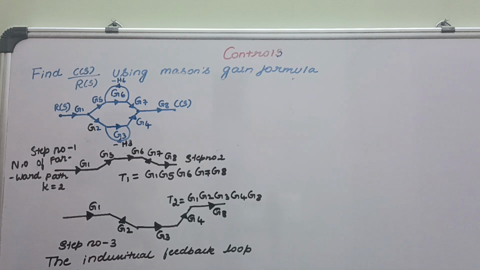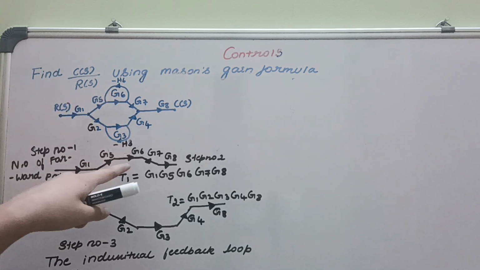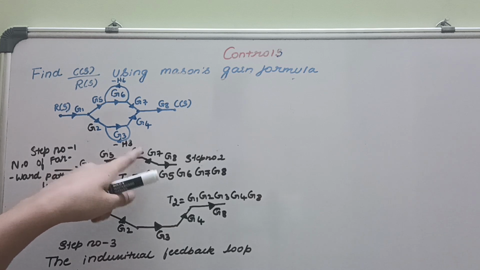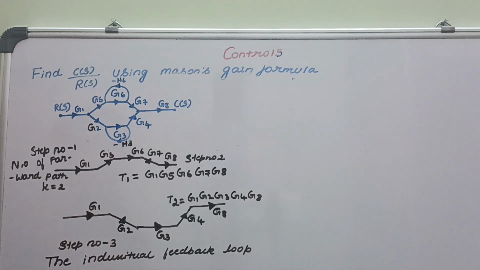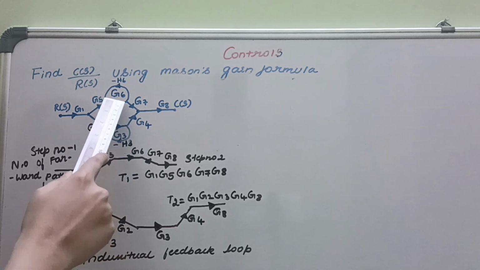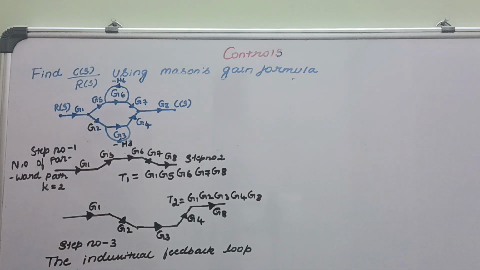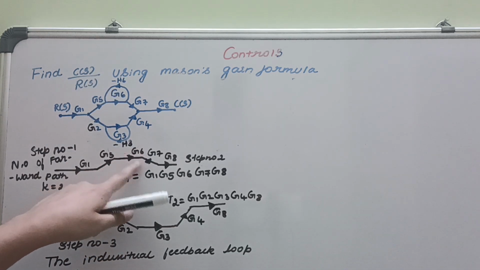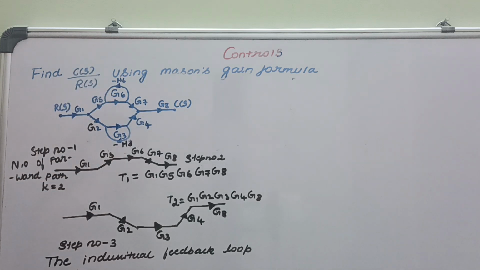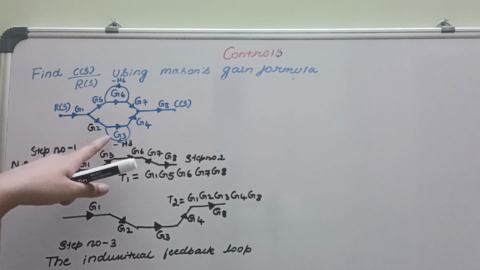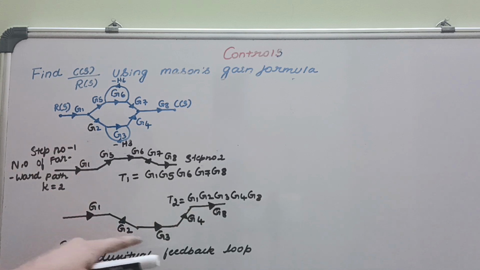So how do you identify non-touching or touching? Now look at one variable. There is a G6 present over here and this G6 also is present in L1. So this G6 is in T1 and L1, so it is touching, because it is crossing the same line, right? Yes. But if it were G1, G2, G3, G4, G8, then in these five variables, you see which of the five variables are there.